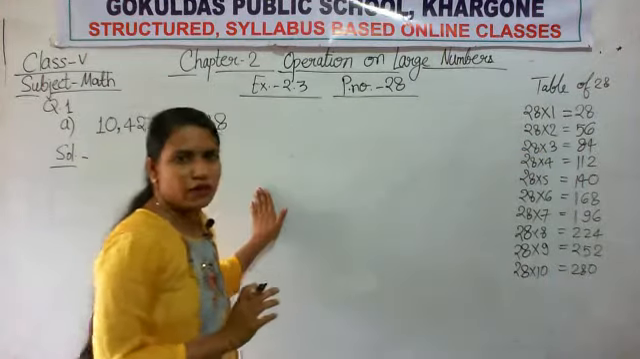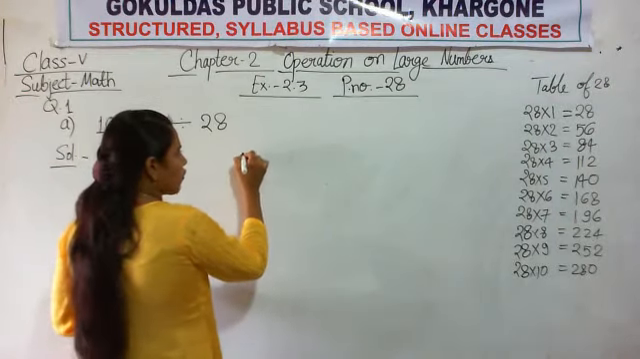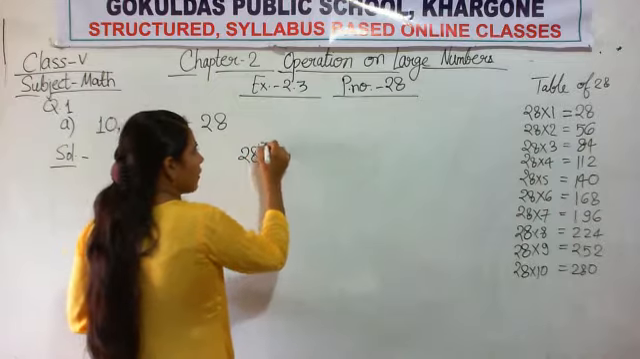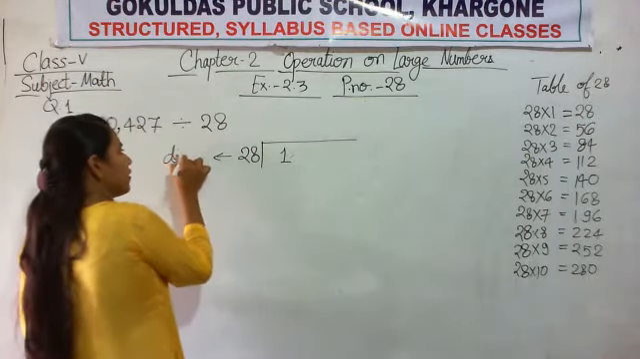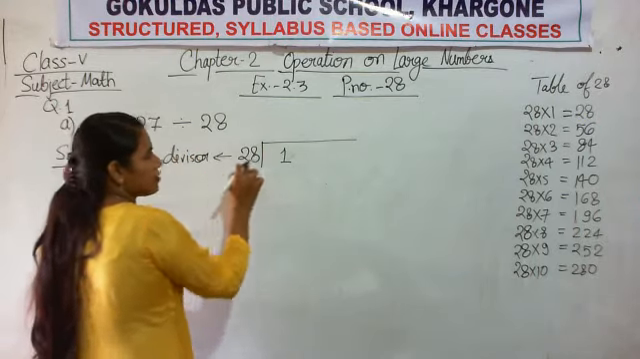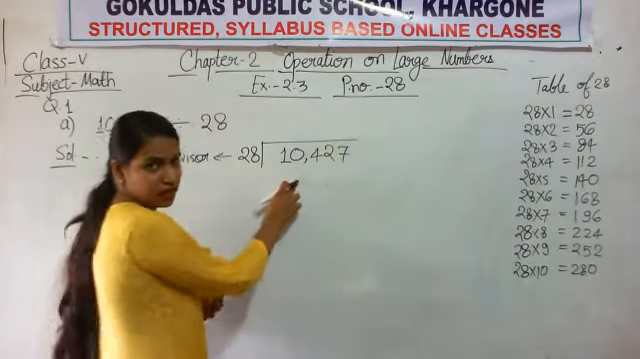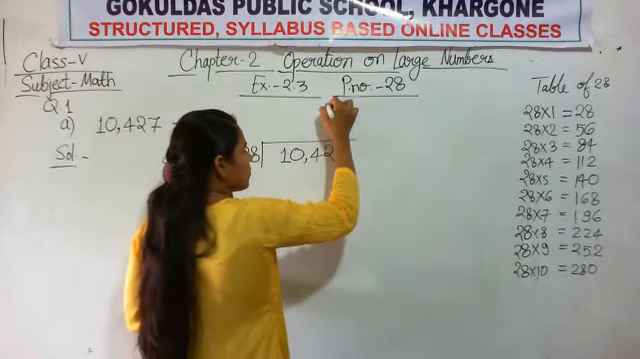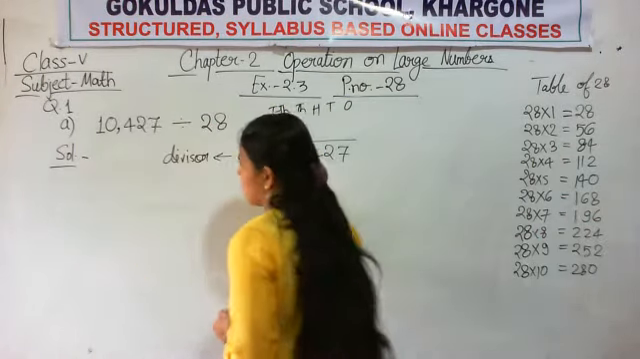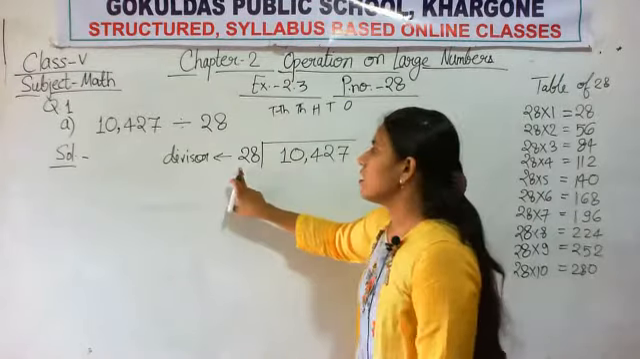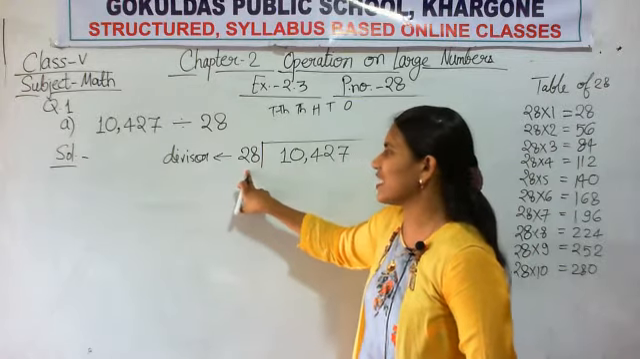We use the table of 28 to solve this. First put these numbers in the division form. You will write 28 over here, and 28 is your divisor. 10,427 is your dividend: ones place, tens place, hundreds place, thousands place and 10,000s place. Now start dividing. Count the number of digits in the divisor. Two digits are there.